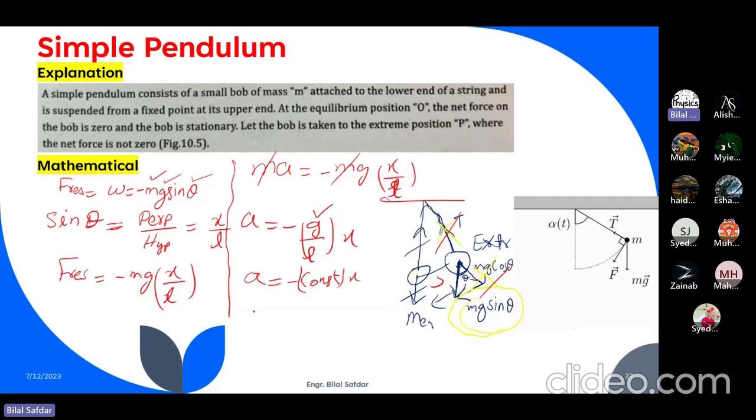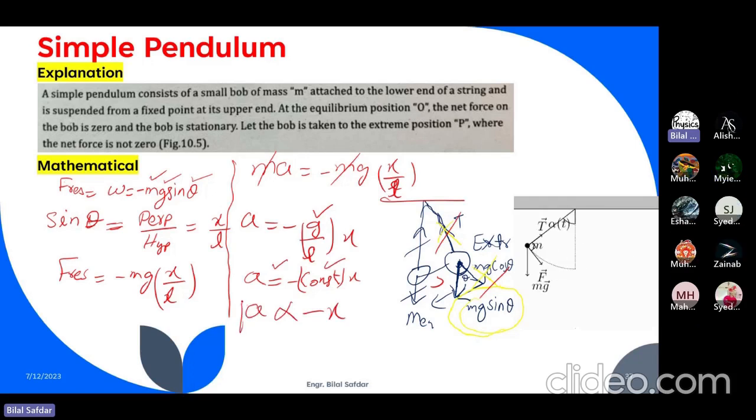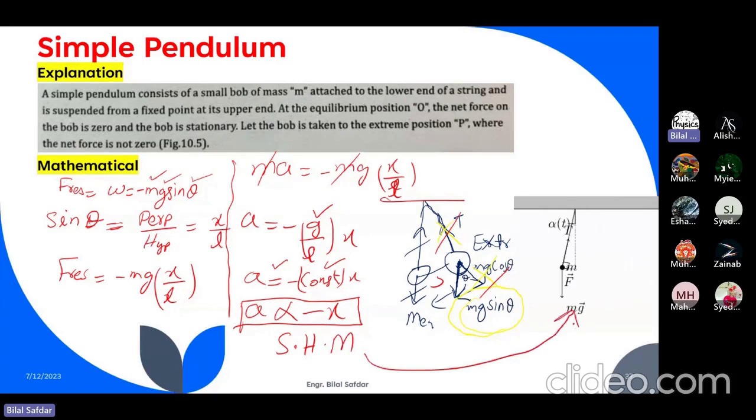Okay, for acceleration, we remove the equal sign and the constant, and we get the proportional sign. Acceleration is proportional to minus x. This is the main simple harmonic motion. We can prove it through this method. Simple harmonic motion is also present in a simple pendulum. Get it? Yes, sir.